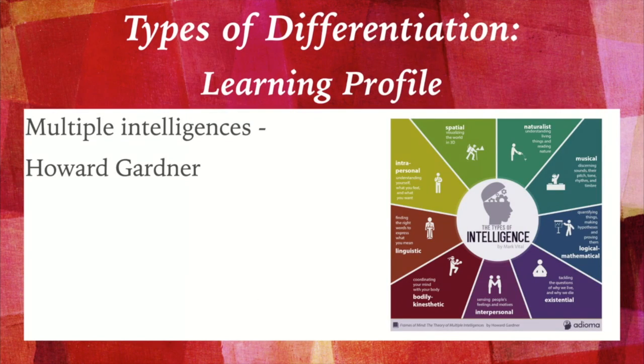The third idea is learning profile. Learning profile is basically a way to say how a student takes information in best. What are the strengths and weaknesses? Howard Gardner brought forth the idea of multiple intelligences, which is depicted in this chart. Some examples of these intelligences are visual, auditory, physical, and logical.